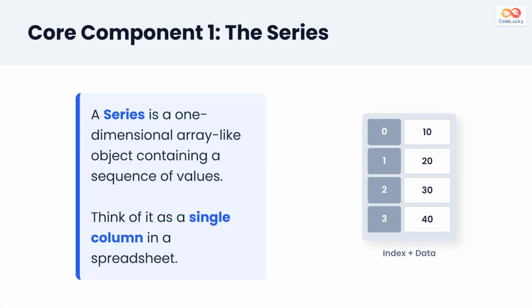Let's look at the first building block, the series. A series is essentially a one-dimensional array, similar to a list but with an index. You can think of it as a single column of data. Each value is associated with a specific label or index, which makes accessing data intuitive.